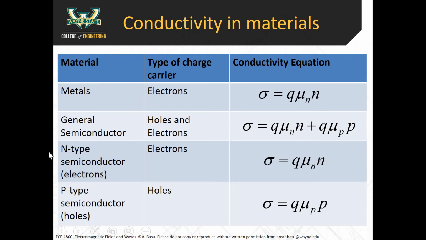A general semiconductor which has electrons and holes, the conductivity will be Q times mu n times n plus Q times mu p times p. This is the conductivity due to electron flow, and this is conductivity due to the flow of holes. If you have an N-type material only, then you're only going to have electrons in there. So Q times mu n times n, similar to a metal. And if you have a P-type semiconductor which only has holes, very few electrons, the conductivity equation will look something like this: Q times mu p times p.